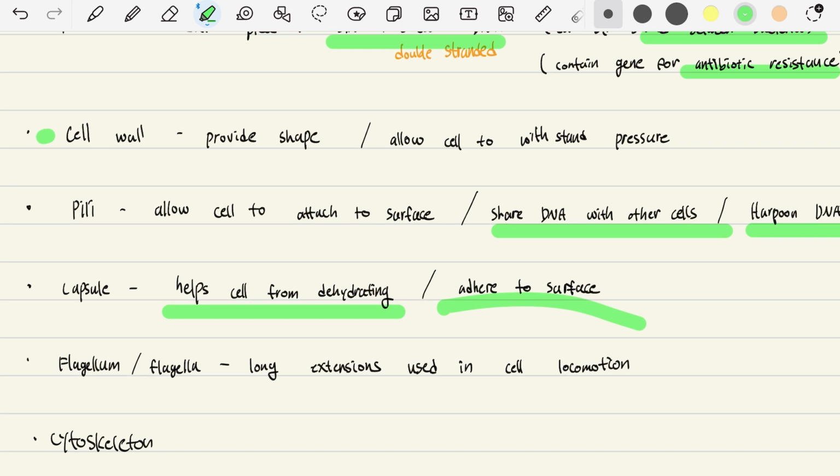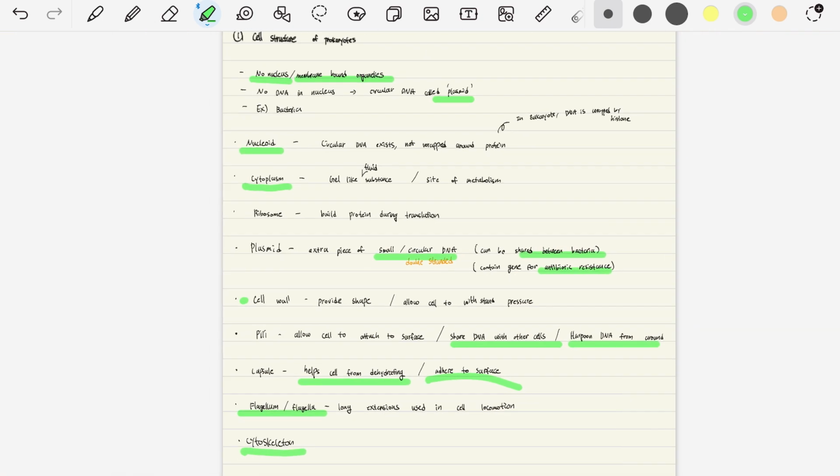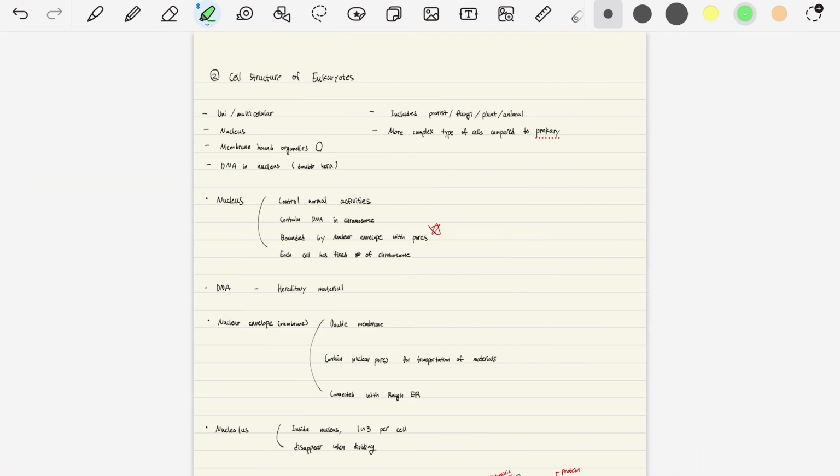And the last one would be flagellum and flagella, and they are long extensions used in cell locomotion. They don't really talk specifically about this in the AP Bio exam, so you don't really need to know deeply about it, but you have to know that prokaryotes have flagellum and flagella. And they also have a cytoskeleton that we're going to explain later in eukaryotic cells.